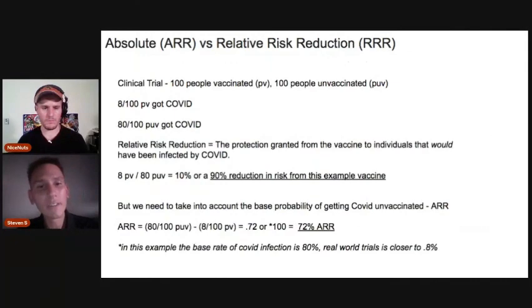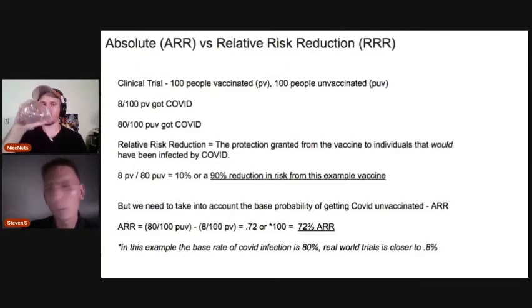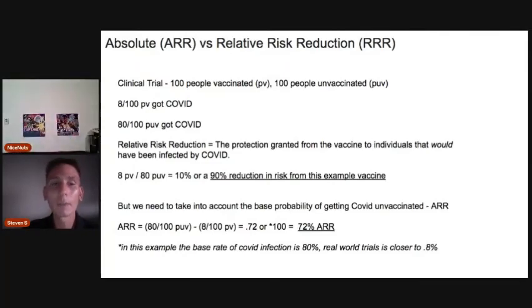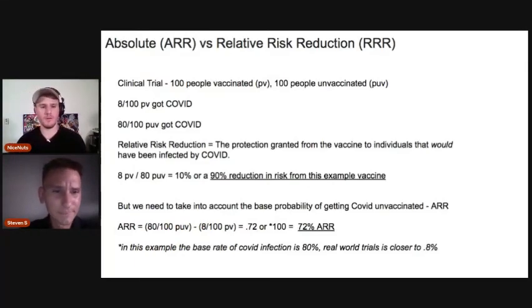And now the last part. I wanted to get to this because I think it's relevant. To change gears, we're going to talk about the vaccine trials, building on what you've talked about: absolute risk reduction versus relative risk reduction. Is that okay? Yeah, please.